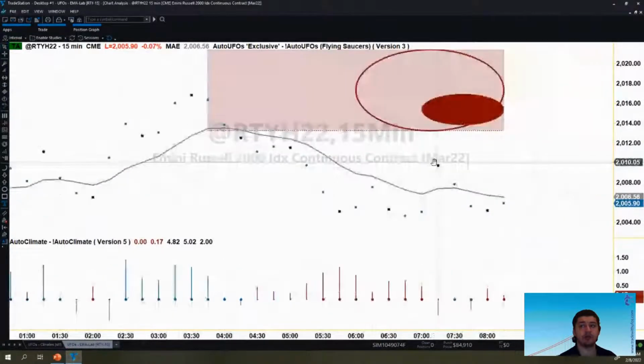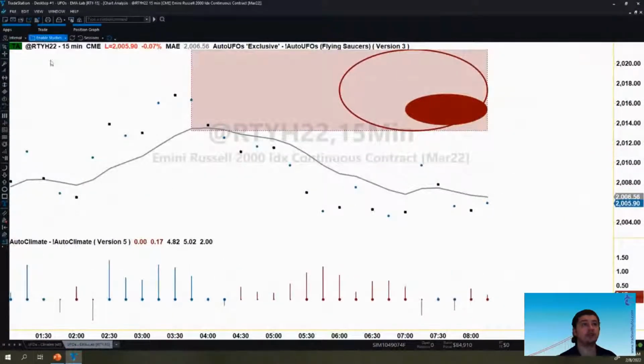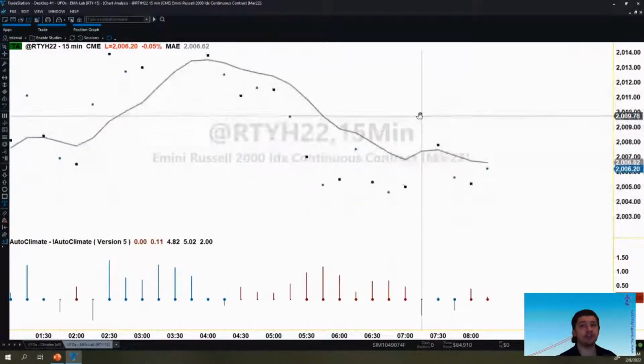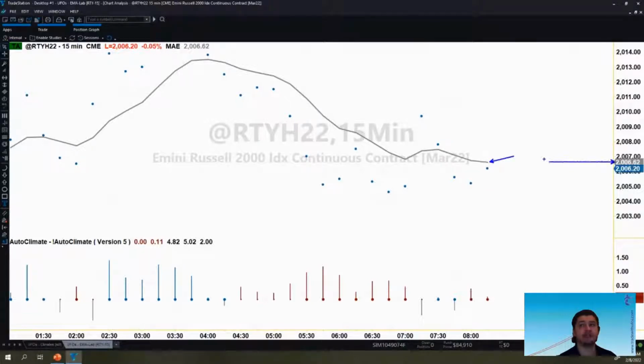Kind of focusing still on this bottom time frame here, I'm just going to blow it up a little bit. I'll turn off these audio UFOs just so they don't distract you. The reason why we have it just with dots is because we don't really care too much where this exact price is, as long as it's below this gray line here. As you see, it's 2006.62. Currently it's at 2006.2. So this is still a valid place to be looking for short opportunities because we do have a confirmed down climate.